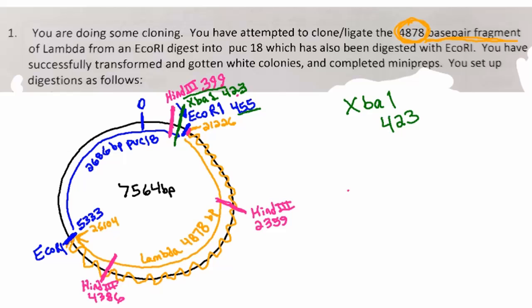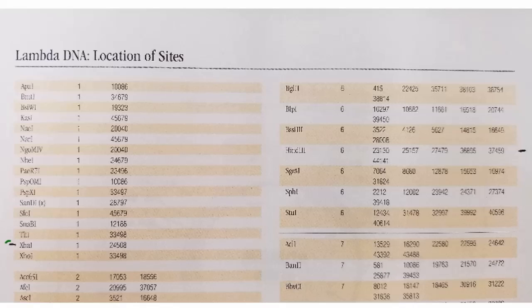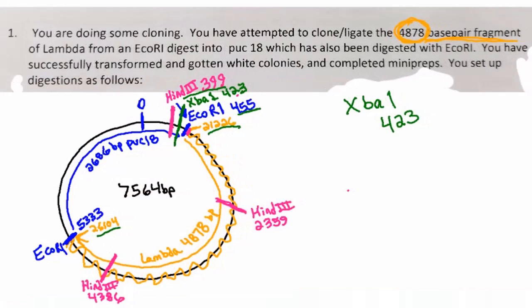So now we need to go over to the lambda's sites and see where their Xba1 is. And remember, we're only doing it between 21,226 and 26,104. Okay, so here's the lambda, and here's the Xba1 right here. And Xba1 only has one site, and that's 24508. So let's go back to our circle.